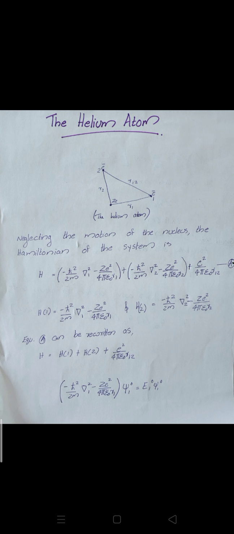So we can rewrite equation A as H equals H1 plus H2 plus e²/4πε0 r12. The Schrodinger equations corresponding to H1 and H2 are exactly solvable and the solutions are simply hydrogenic wave functions. So, minus ħ²/2m ∇1² minus Ze²/4πε0 r1 acting on psi 10 equals E10 psi 10.